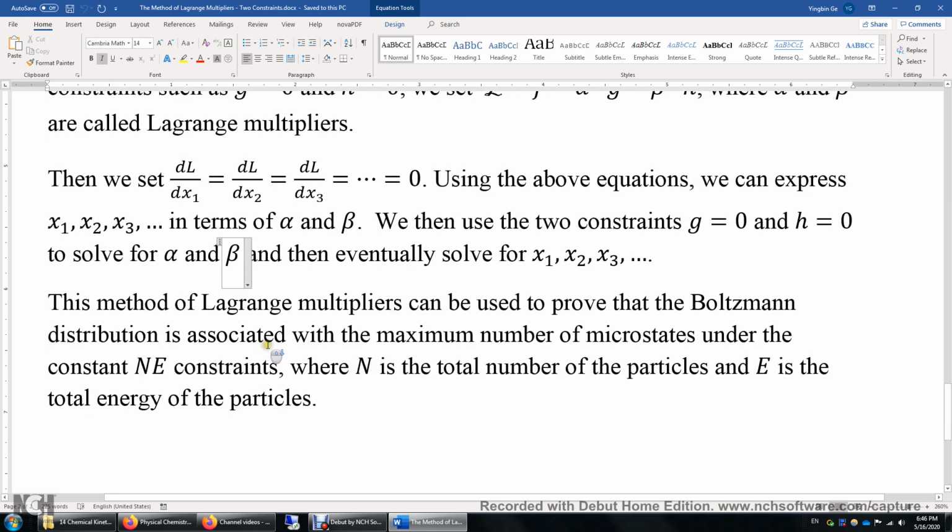All right? This method of Lagrange multipliers is very useful in physical chemistry because we can use this method to prove that the Boltzmann distribution is associated with the maximum number of microstates under the constant N and E constraints. So that means while we have a constant number of particles and a constant energy, this Boltzmann distribution gives us the maximum number of microstates. And this allows us to estimate very accurately the entropy of the system with a constant number of particles and a constant total energy.